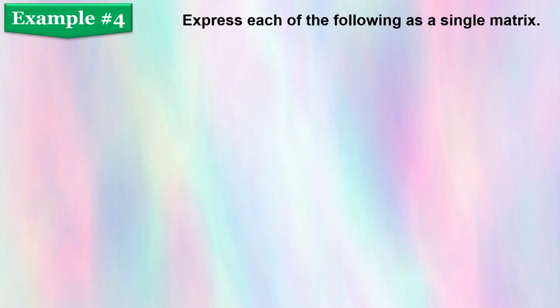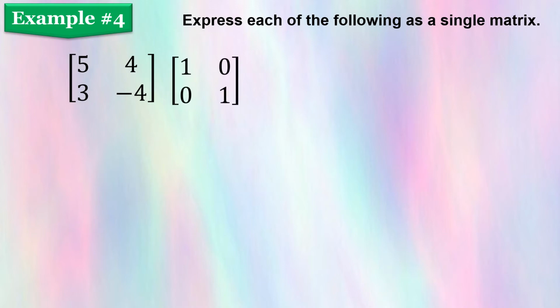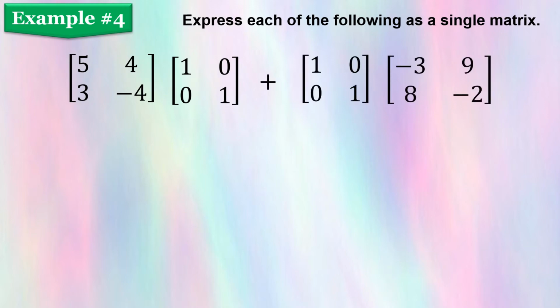Now let us have example number 4. Same, express each of the following as a single matrix. So we are going to multiply 5, 4, 3, negative 4 times 1, 0, 0, 1 plus 1, 0, 0, 1 times -3, 9, 8, -2. So from here, we all know that 1, 0, 0, 1 is an identity matrix of the matrix 5, 4, 3, -4, as well as 1, 0, 0, 1 is an identity matrix of -3, 9, 8, -2.